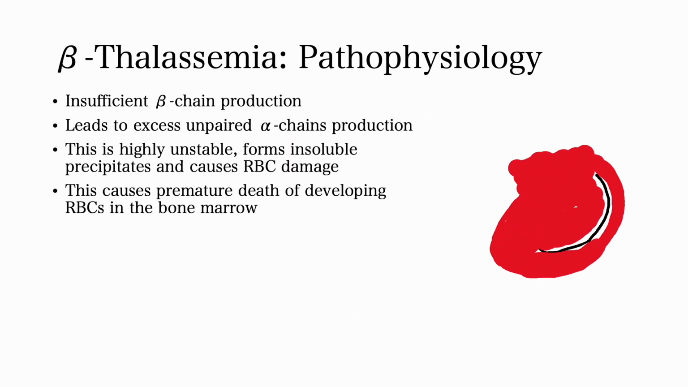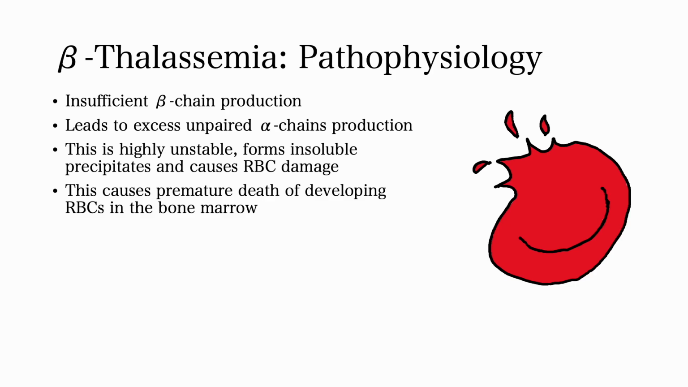So let's bring all of this together and summarize the pathophysiology in beta thalassemia. The issue in beta thalassemia is that there's insufficient beta chain production. This leads to an excess production of unpaired alpha chains. These are highly unstable. The excess alpha chains form precipitates and cause damage to red blood cell membranes, which leads to red blood cell hemolysis.